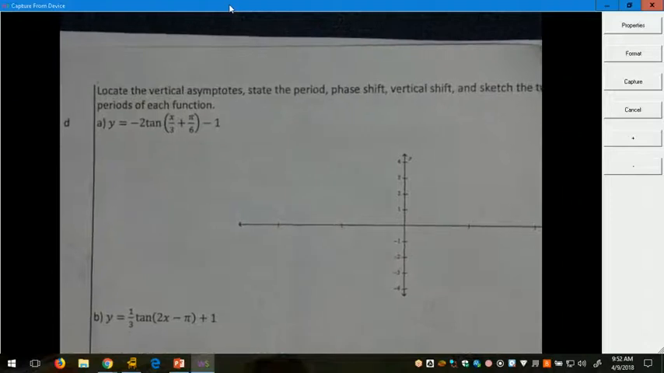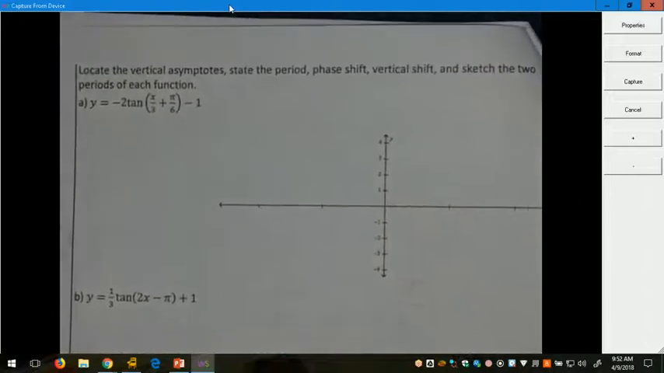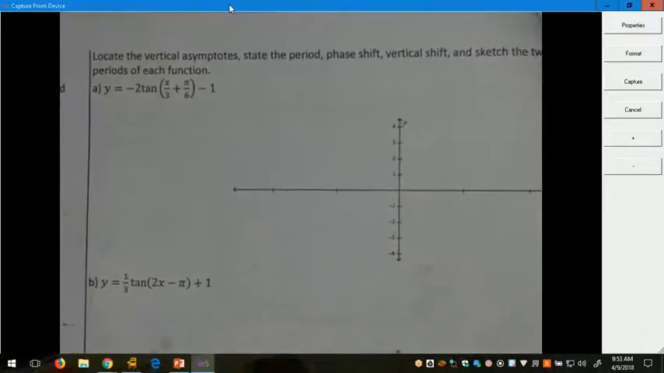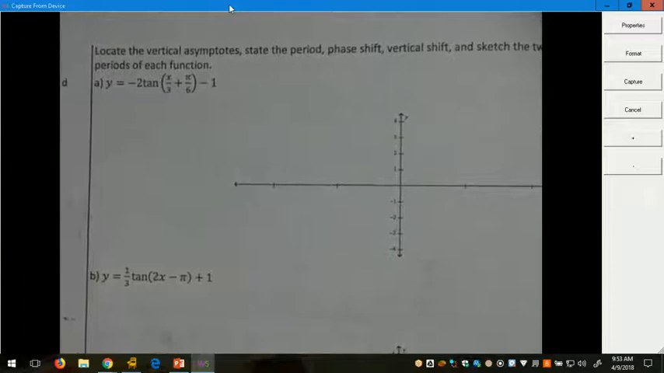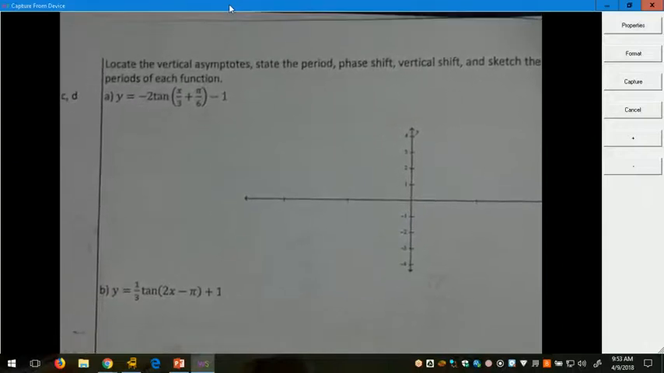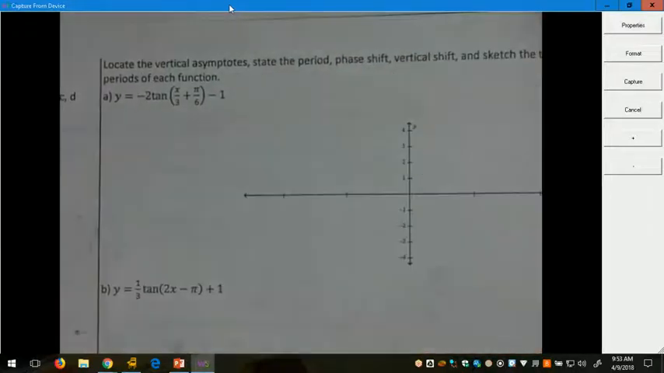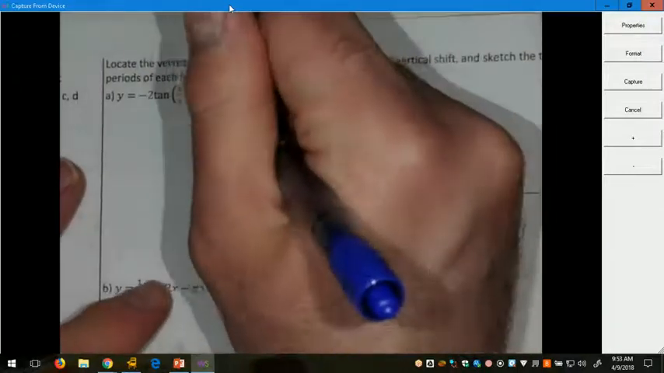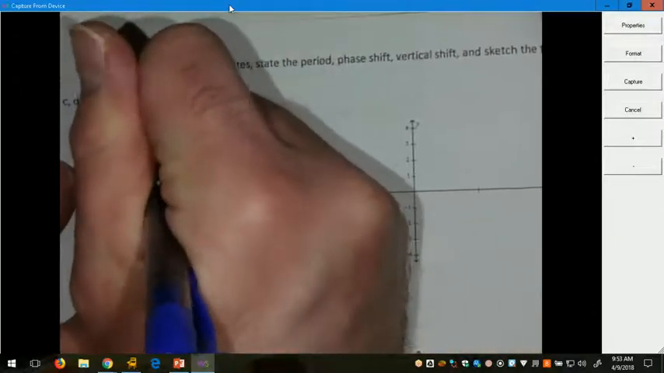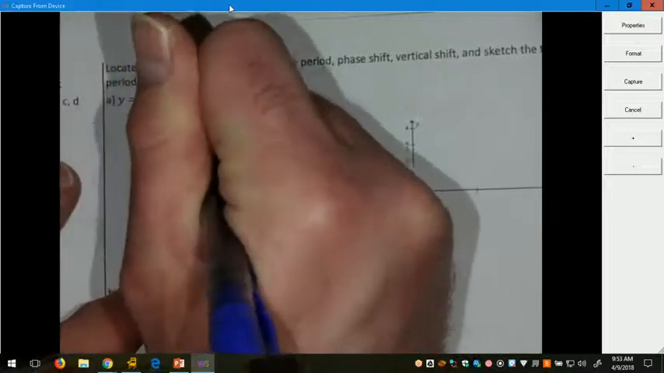Locating the vertical asymptotes, stating the period, phase shift, vertical shift. Oh joy, there's a lot more to this graph. And sketch 2 periods of the function. What am I going to do first, just like I did with sine and cosine? I will, but I'm going to have to factor out the value of b. So this is actually -2 tangent.